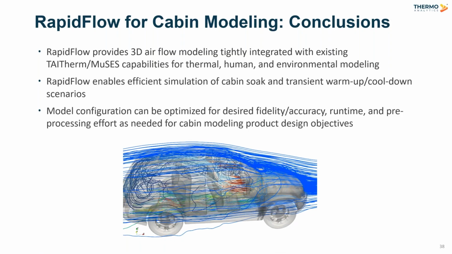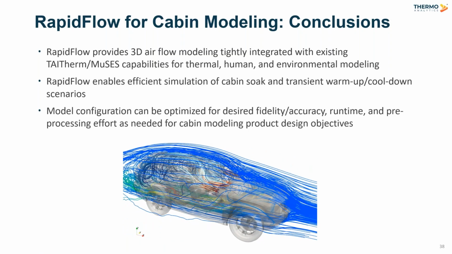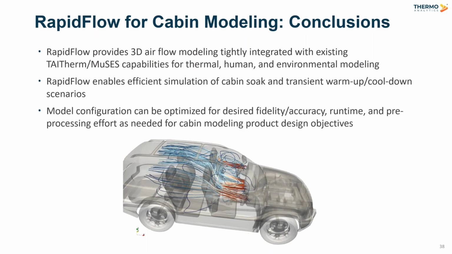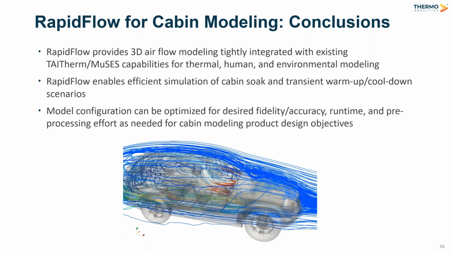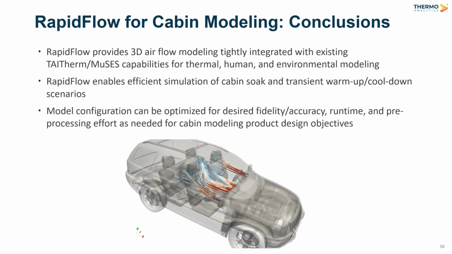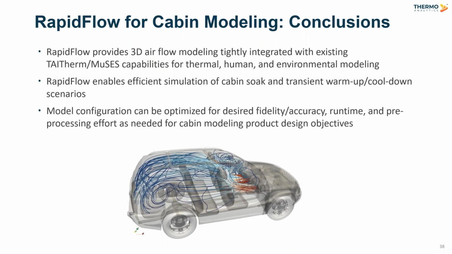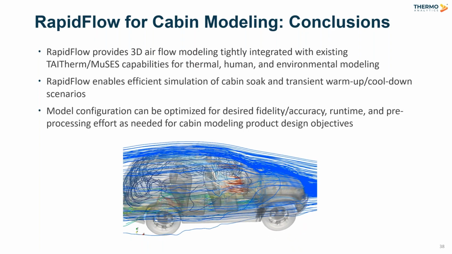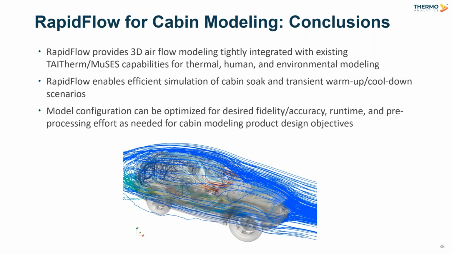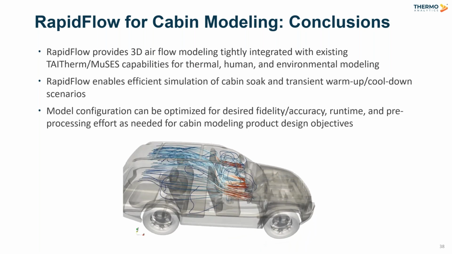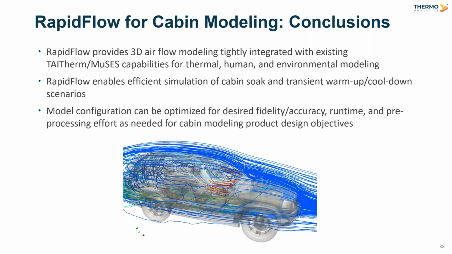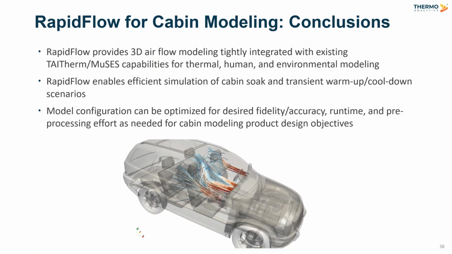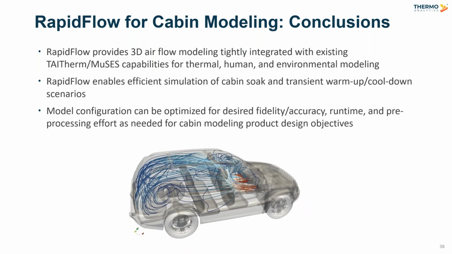Probably the simplest way to do that would be using a Python script built into a TAITherm model. You'd set up those parameters and have the Python script read the comfort result from the human model and accordingly change the boundary conditions for the RapidFlow side. And by using the appropriate solver settings, the flow solver would march forward whenever those change.